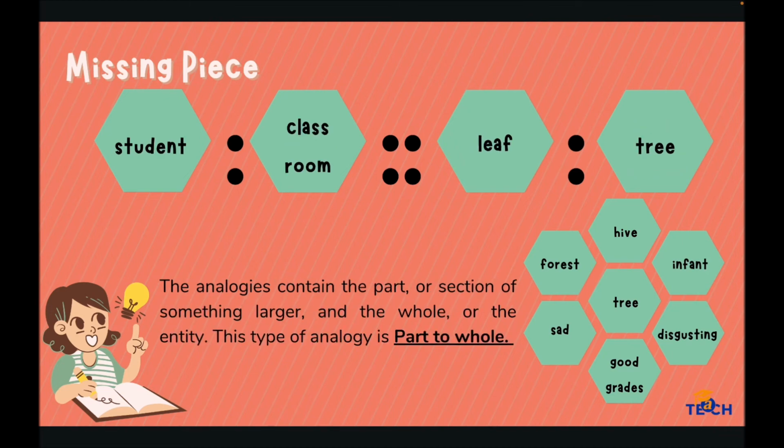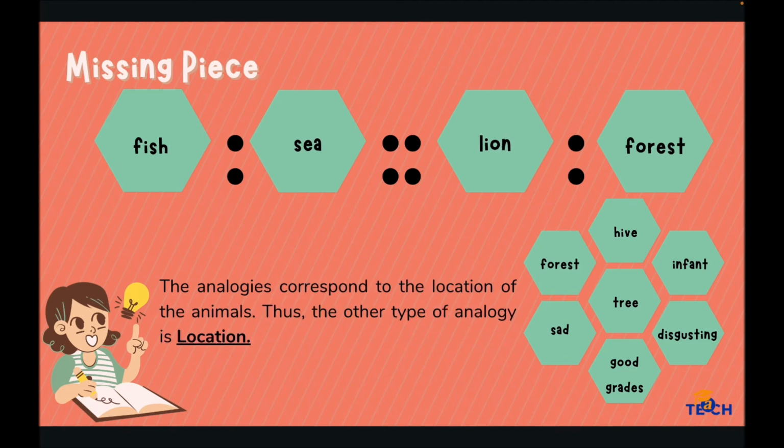Then let's have item number 4. What does this analogy consist of? If you say that it contains the part or section of something larger, the whole or the entire entity, then you are absolutely right. In this case, student and leaf are parts of classroom and tree, and we call this type of analogy part to whole.